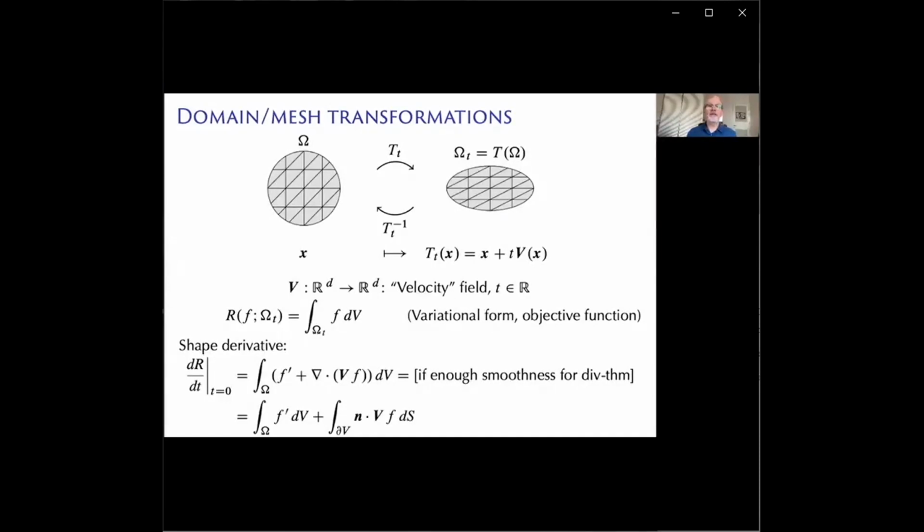If the function f in the integrand is smooth enough, it turns out that the shape derivative of a volume integral only depends on the normal flux of the velocity field at the boundary. This is very convenient computationally.